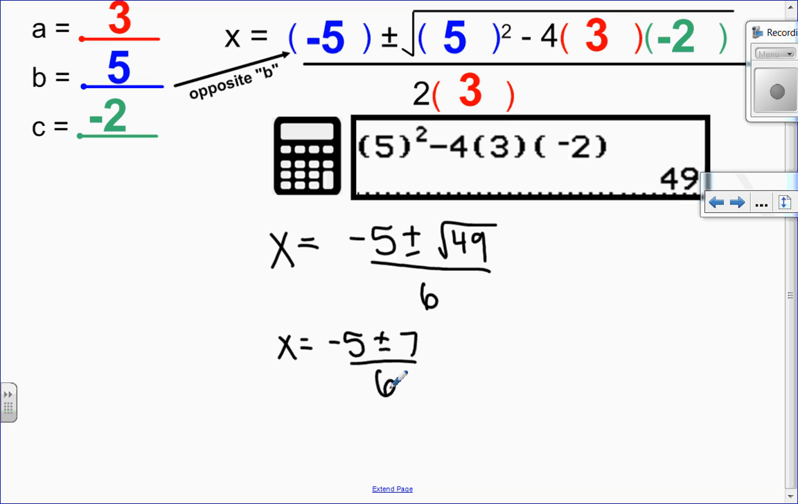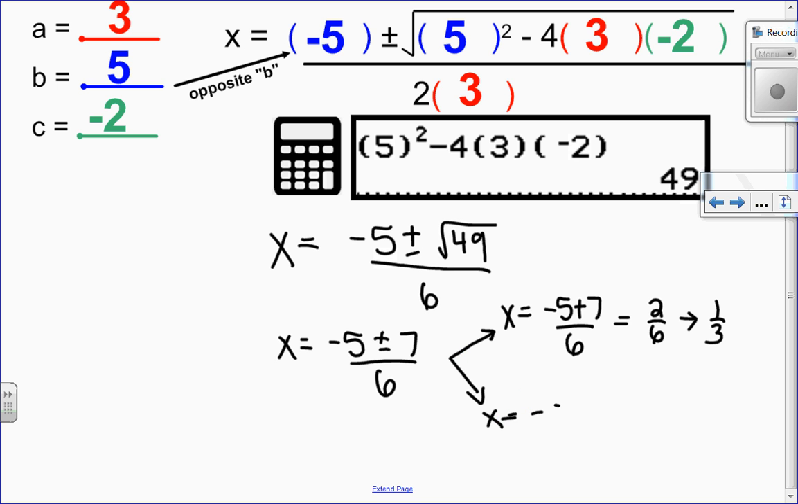Now, if that was a root 7, it's okay to leave your answer like that, but since it's a number, I need to work it all the way down. So x equals -5 plus 7 over 6, which is 2 over 6, or in lowest terms, 1/3. Or x can equal -5 minus 7 over 6, which is -12 over 6, in lowest terms -2. So this quadratic has 2 possible solutions: x is 1/3 or x is -2.